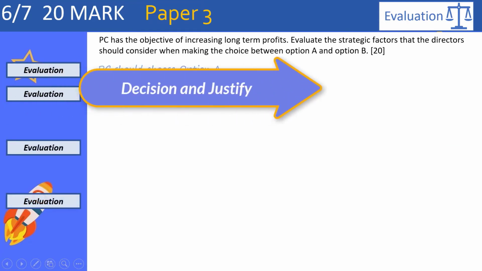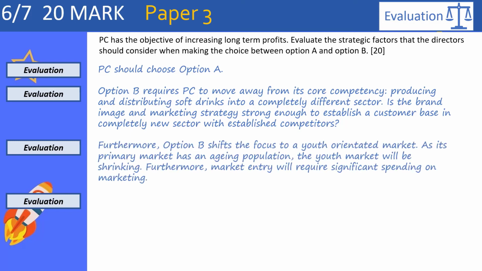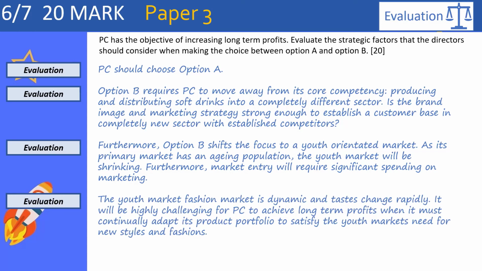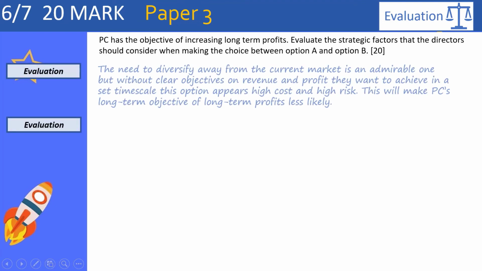We start by making a decision and justifying. Our rejection of option B focuses on risk. Firstly, we highlight the dangers of moving from PC's core competency, then justify further due to the high cost of marketing and by questioning if PC's marketing is strong enough to ensure a high return on investment. We finish by justifying the choice of option A due to the potential growth of the health food market and product portfolio.